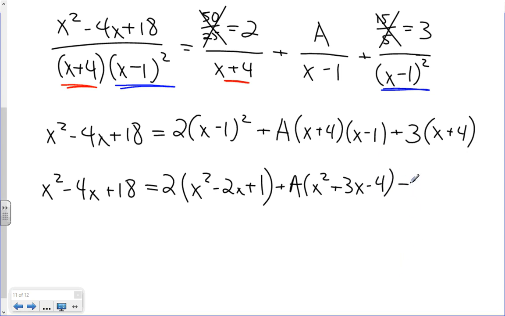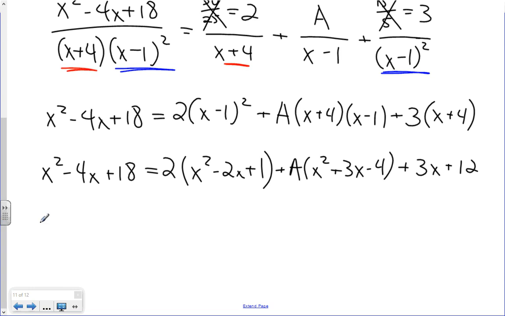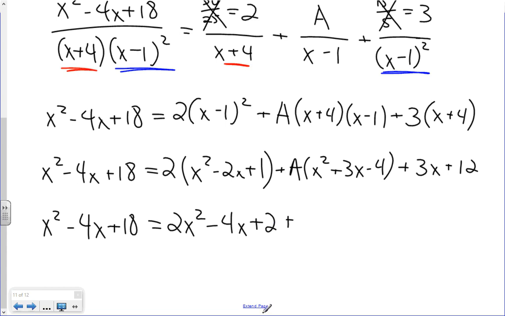And finally, I'll go ahead and distribute the 3 through here. I've got 3x plus 12. Left side stays the same. Distribute your 2 and your a through here. So I've got 2x squared minus 4x plus 2. I've got ax squared plus 3ax minus 4a. And then finally, the 3x plus the 12 stays the same.